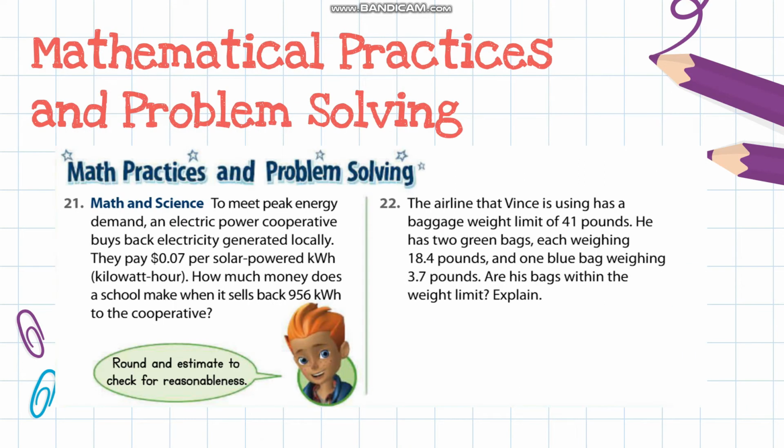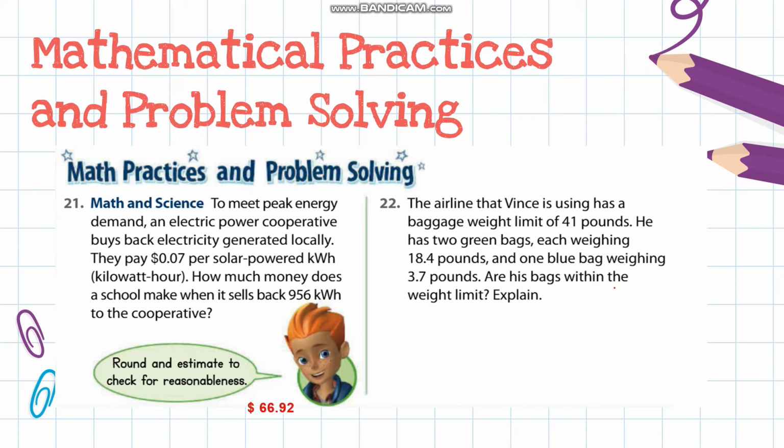Let's answer the mathematical practices and problem solving. To meet peak energy demand, an electric power cooperative buys back electricity generated locally. They pay 0.07 or 7 hundredths per solar powered kilowatt hour. How much money does the school make when it sells back 956 kilowatt hour to the cooperative? So the answer is 66.92.